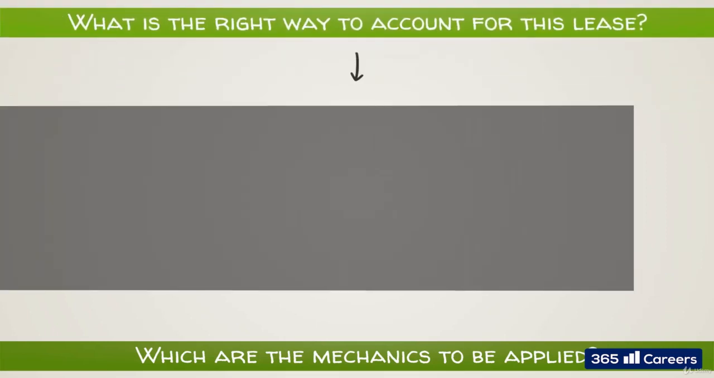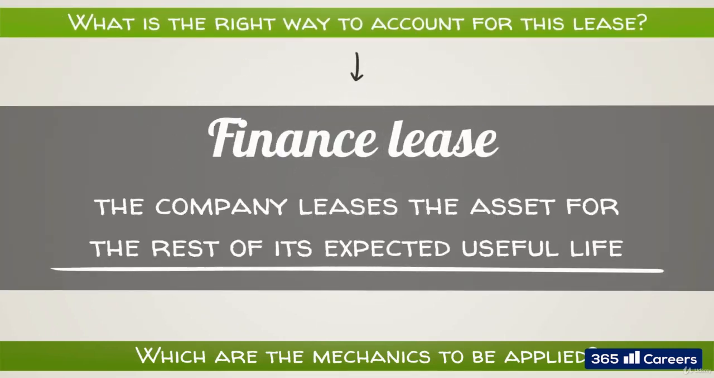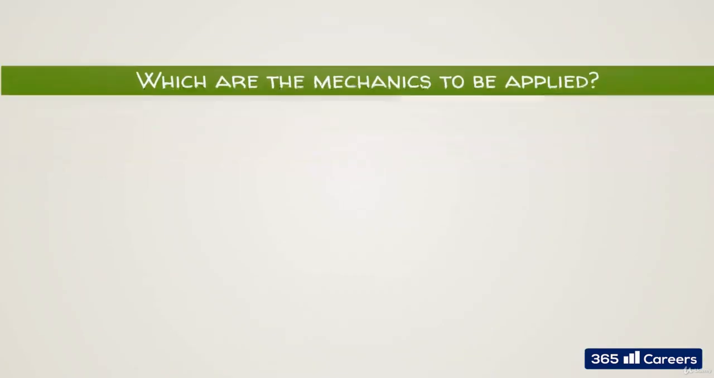Okay, first, it is easy to determine this is a finance lease, right? The company leases the asset for the rest of its expected useful life. So we can assume a finance lease, as this is one condition described in IAS 17, the lessee holding the asset for most of its useful life.